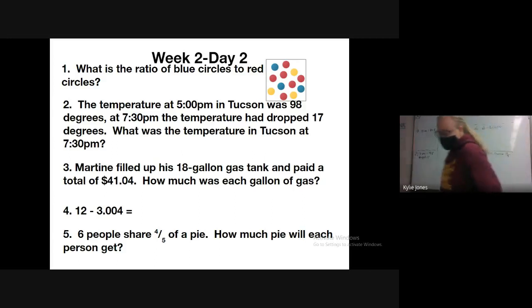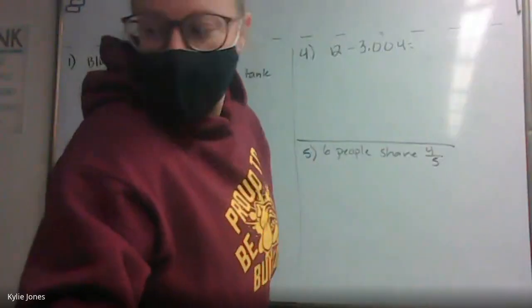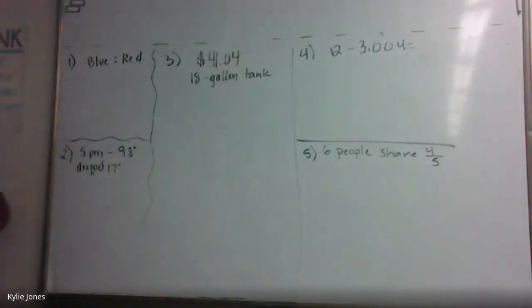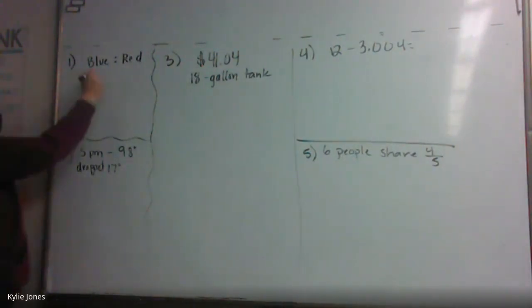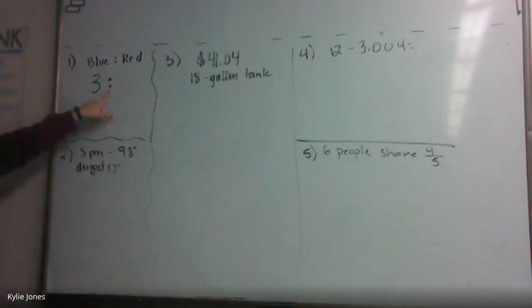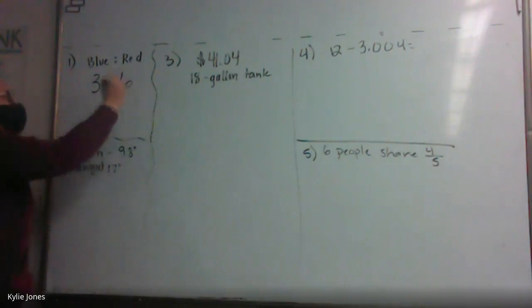Alrighty, let's go ahead and review these. So, number 1, what is the ratio of blue circles to red circles? That means we need to figure out how many blue circles there were. How many were there? 3. So we start off with our 3. Compare that using our ratio symbol, the colon. How many red circles? I counted 6 when I was looking at it. There were 6 red circles. Okay, 3 to 6.